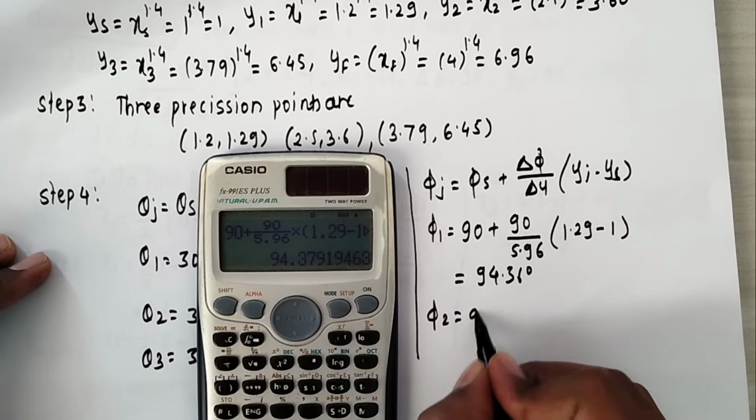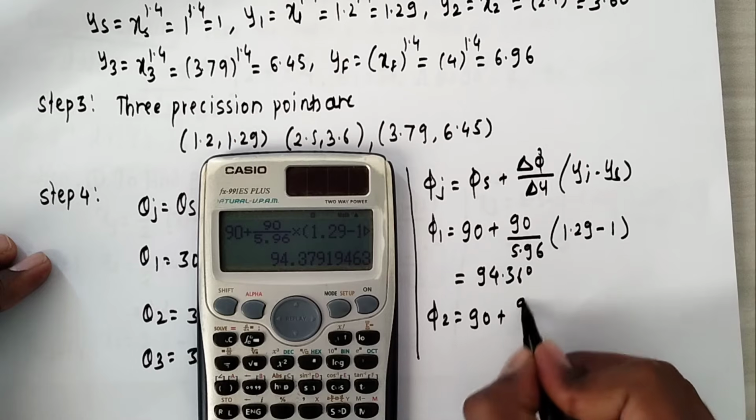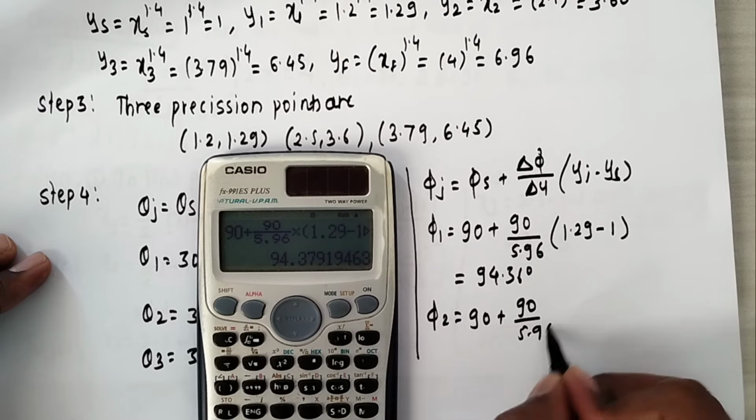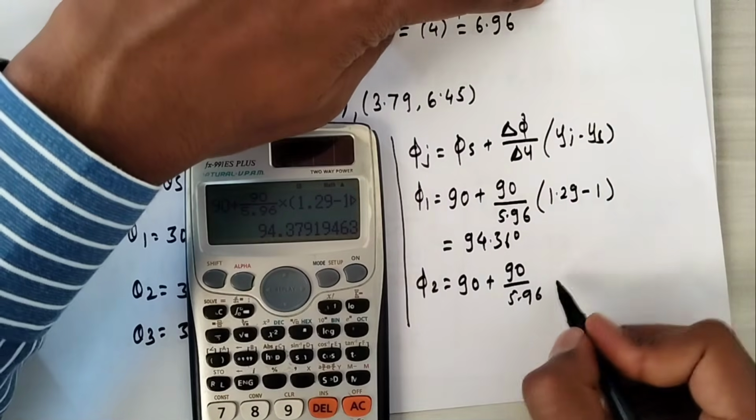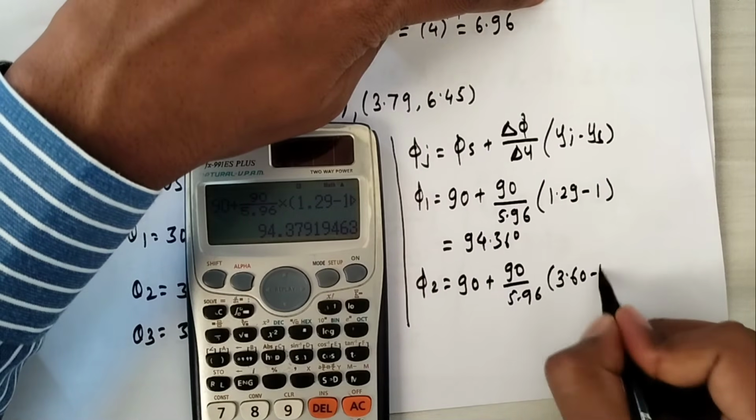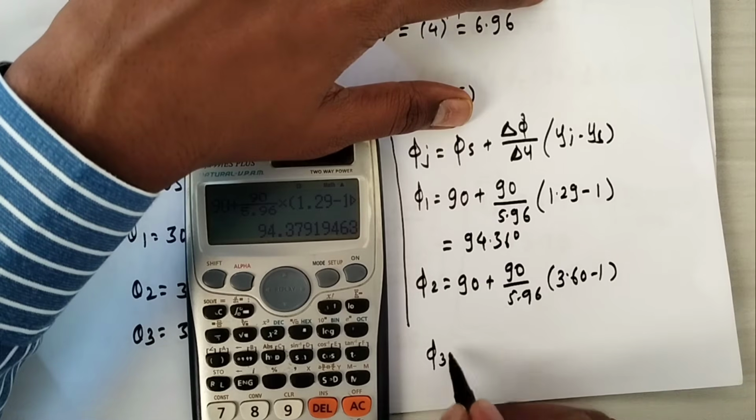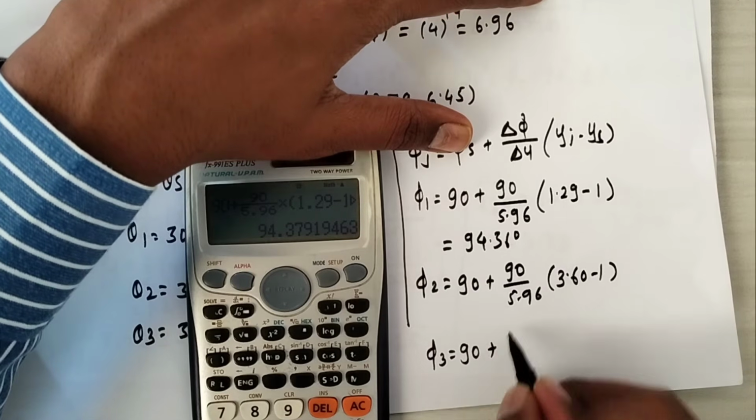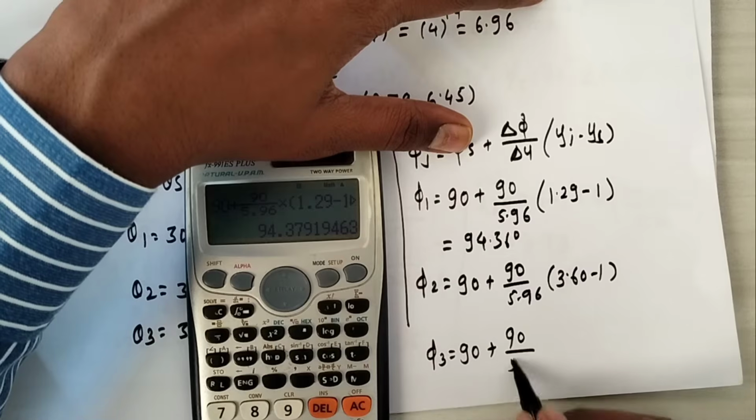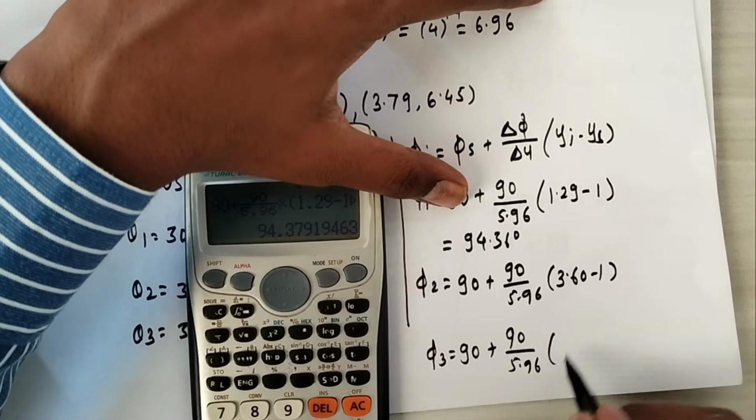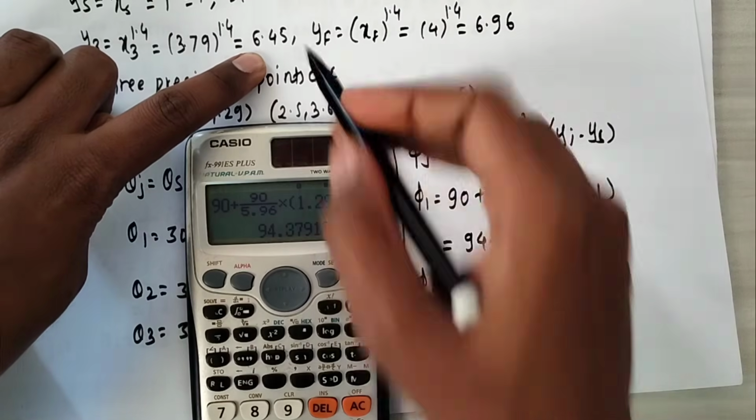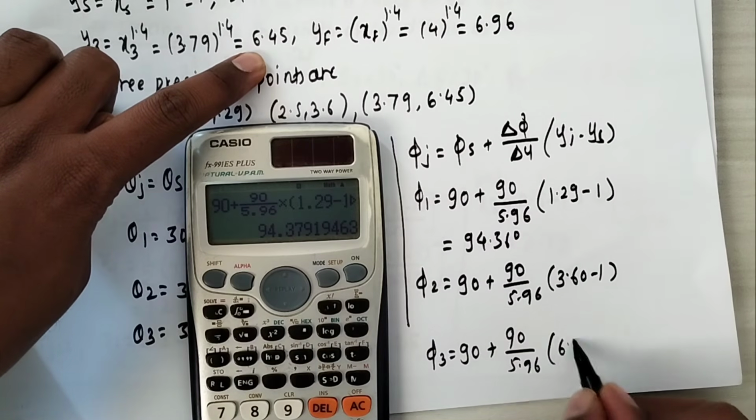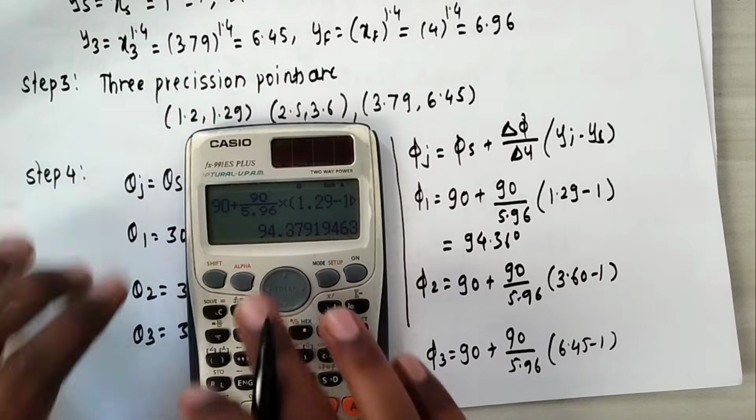Similarly, we can find out phi 2. So what is the change here? For phi 2, this remains the same, 90 upon 90, 5.96. Instead of y1, it is y2 only. So y2 is 3.6. 3.6 minus 1, you get phi 2. And for phi 3, this remains the same. Only we have to put y3. How much is y3? 6.45. Here it is 6.45 minus 1, just solve it.